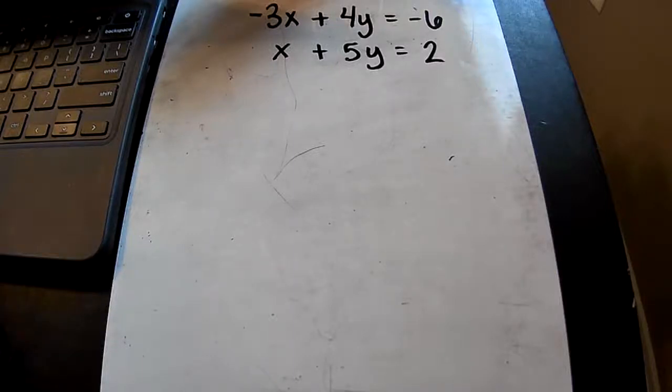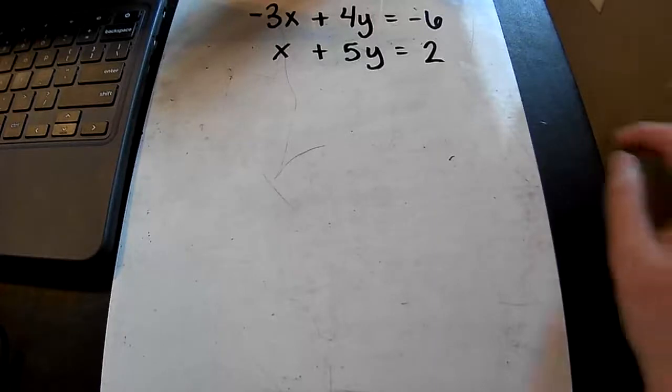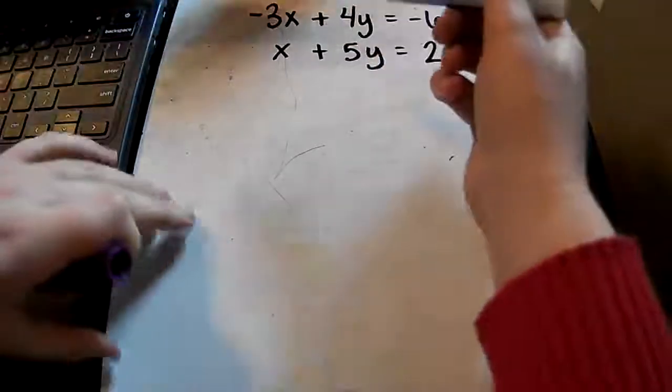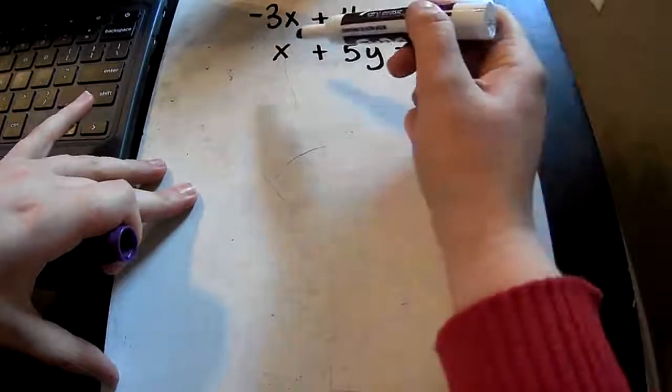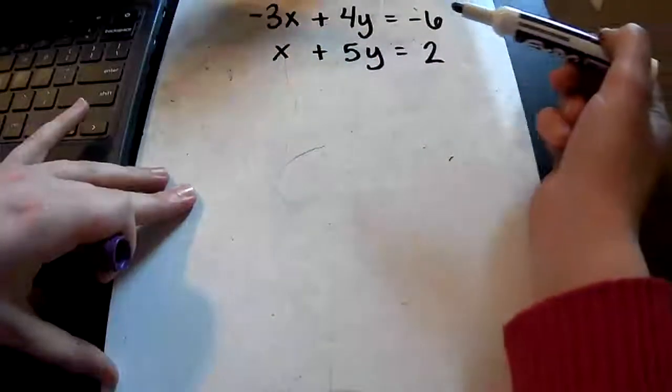All right, this is number 7 on the digital assignment for February 12th. This is another one where we're being asked to use the elimination method, but this one is a tiny bit different from the last two. Because when I look at this problem, I notice that if I start adding them together, I don't have a variable that's going to cancel out, right?